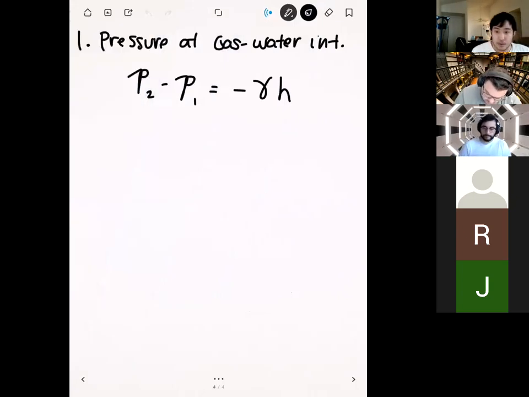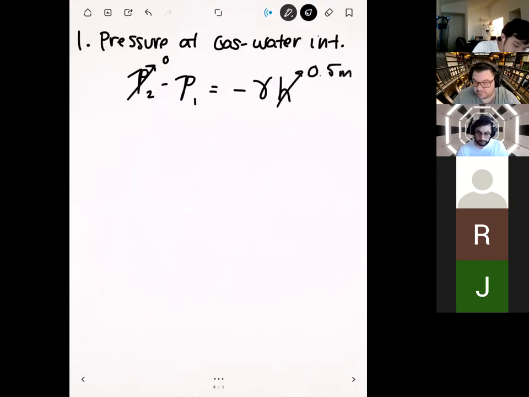Okay. So let's go ahead and plug those guys in. And so P2 is going to be equal to 0. So since that's the interface, H right here is going to be equal to 0.5 meters.